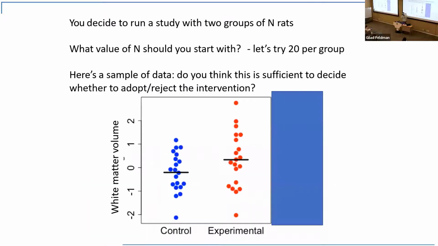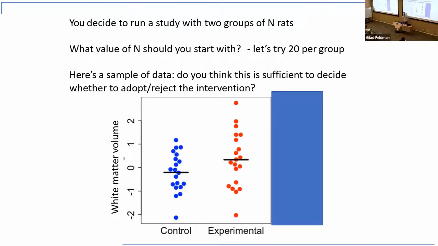I'm going to skip this one, but I'm going to show you this kind of distribution. Let's say that you decided to run a study with 2 groups of n rats. What value of n should you start with? Let's say 20 per group. Here's a sample of data. Do you think, based on this plot, that there's a difference between the experimental and the control? So you look at this data, and you're saying, okay, I have 20 per group. It looks like in the plot there's a difference because this one is lower than 0, this one is higher than 0.